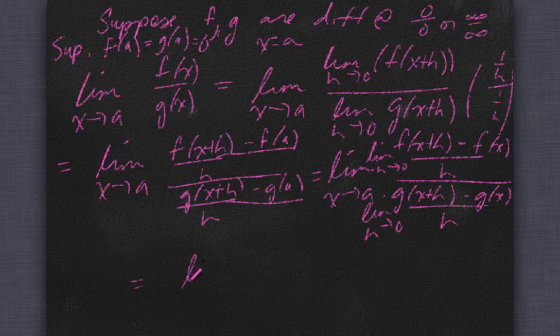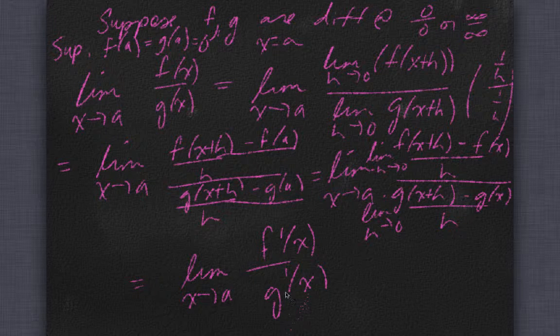So this equals the limit as x goes to a of f prime over g prime. So what this says is if you get 0 over 0 or infinity over infinity, you can just take the derivatives on top and bottom. Don't apply the quotient rule, just take the derivative of the top and the derivative of the bottom. And then if you still get 0 over 0 or infinity over infinity, do it again. And you keep doing it until you either get 0 over a number that's not 0, at which point your limit is 0, or you get a number over 0, at which point your limit is infinite.